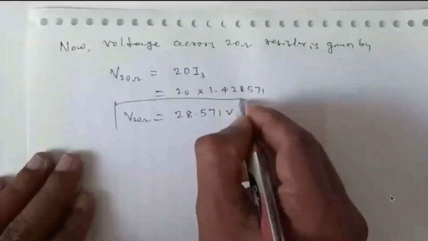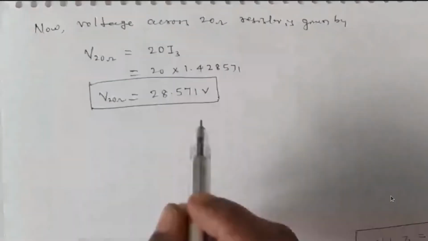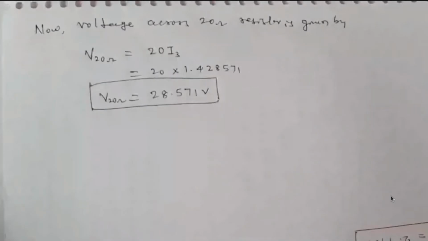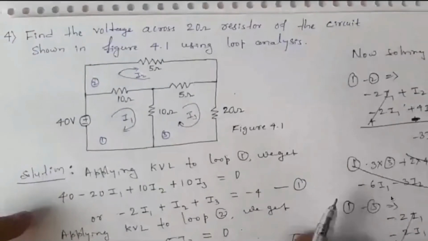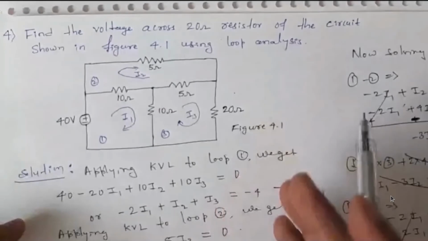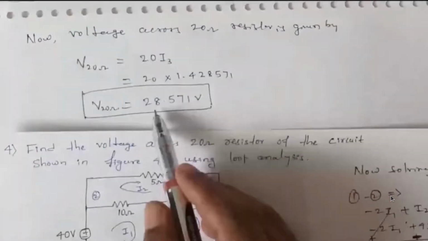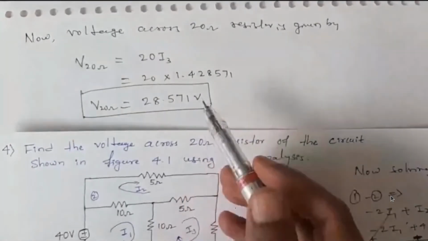Even you can cross check. We have solved this particular problem using source transformation. Later you can cross check. I think we might have found the same answer there also. So obviously you should get the same. 28.571 is the voltage across the 20 ohm resistor.